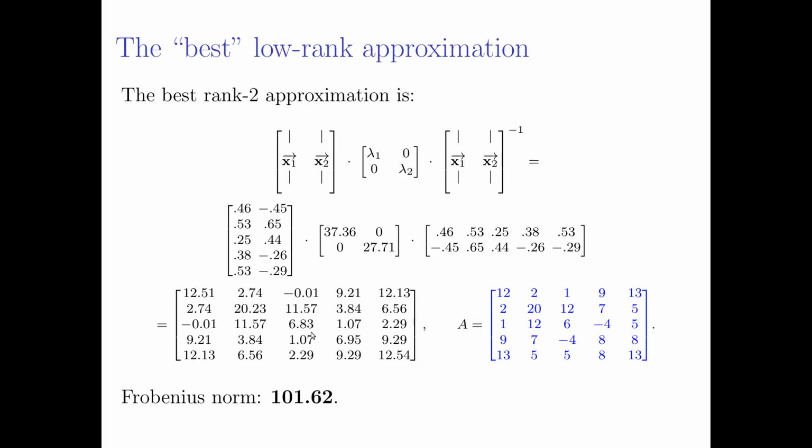Now, I want you to run your eyeballs over this black matrix and compare it to the blue one. And I think you'll see, wow, that is way better, right? Look at this. Instead of 12, we have 12.5. Instead of 2, we got 2.7. Instead of 1, we got 0. Instead of 9, we got just a smidge over 9. Instead of 13, we got 12 and some change, right? This thing is actually real close to the original matrix. And the Frobenius norm is 101 and change.